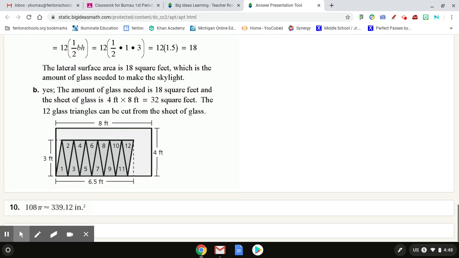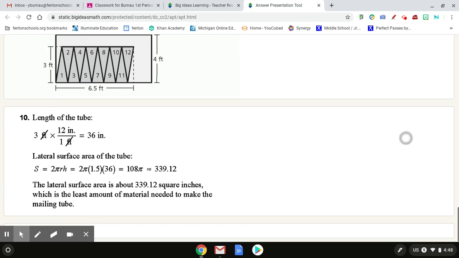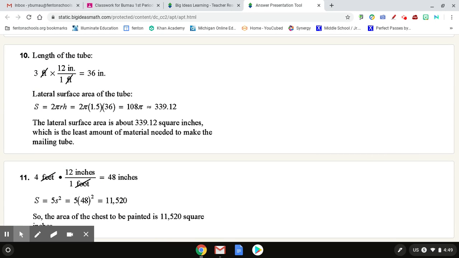Okay. All right, and then number 10. There you go. The lateral surface area is 339.12 square inches, which is the least amount of material needed to make the mailing tube. And then the last one is number 11. The area of the chest to be painted is 11,520 square inches, because remember it was given in feet, so you just have to do the conversion and then do your math there. Okay. All right.